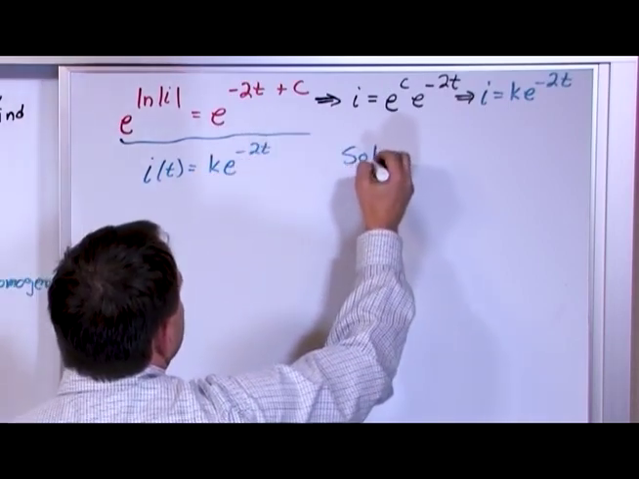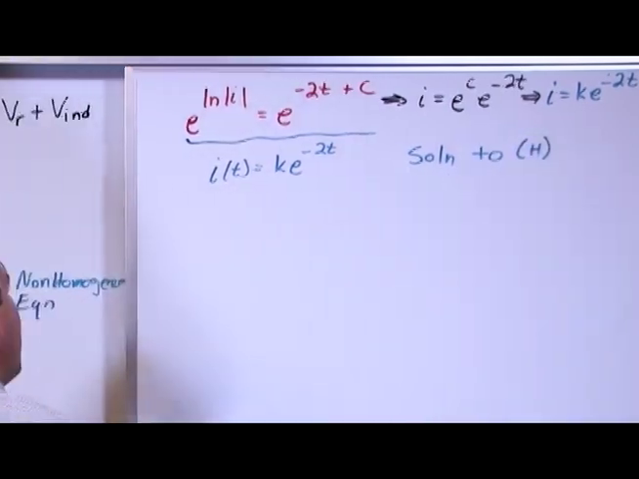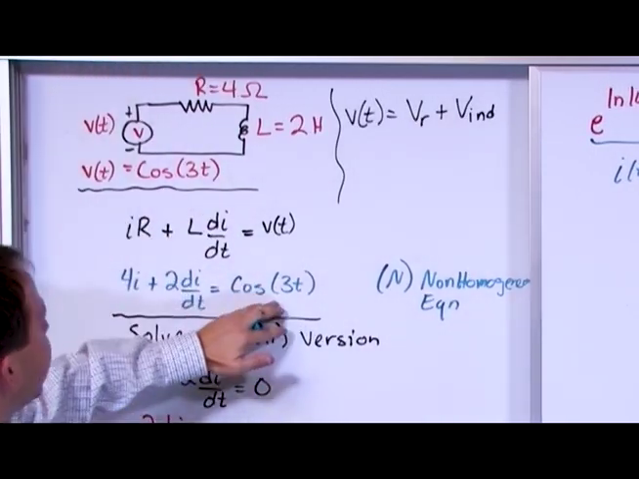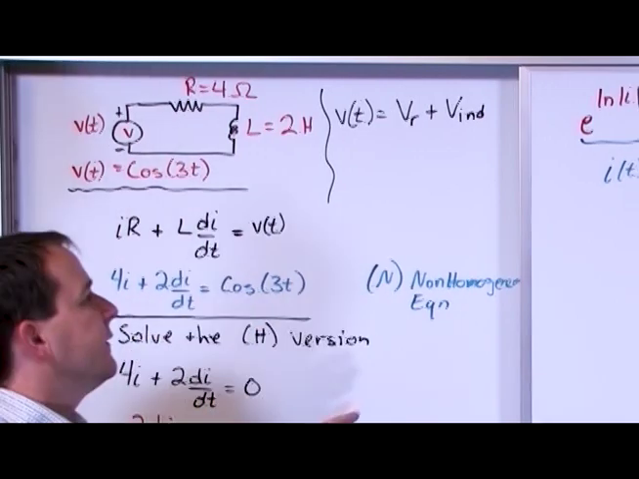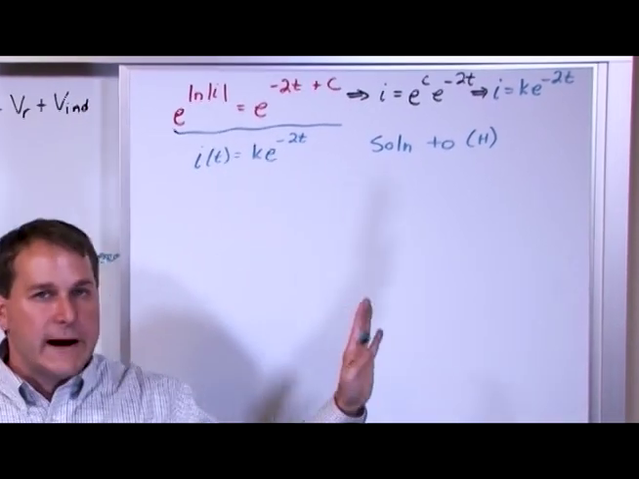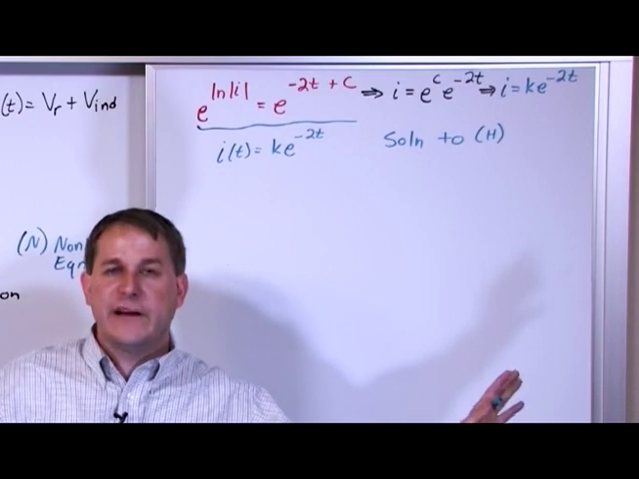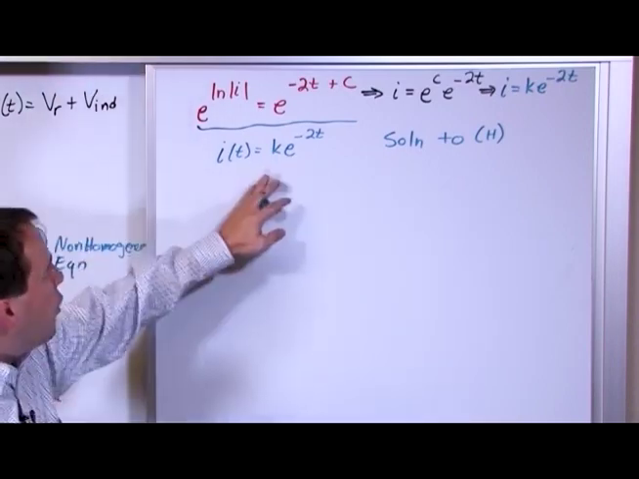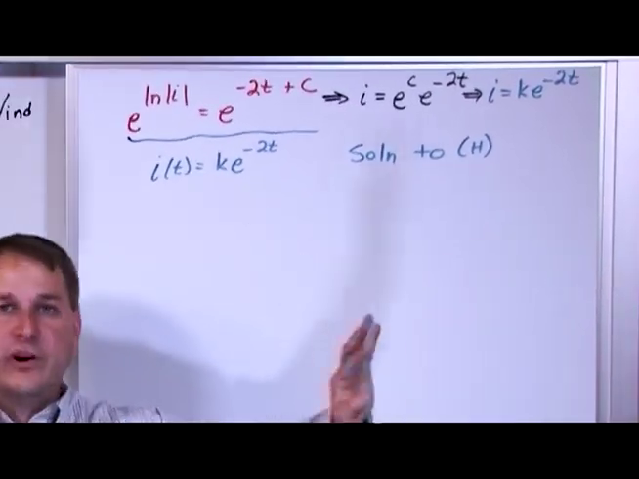This is the solution to the homogeneous version of the equation right here. What this is telling you is, if I take away the source, if I take away the cosine here that's driving everything, and I just look at the system response, this is what I'm going to get. I have an arbitrary constant because I don't know what my initial condition is, but if I shoot some current in there and then let go of everything, don't touch it, don't put any more in there, and just see how the system responds, what this is telling me is the current is going to start at some value and then decay, just like the last problem.